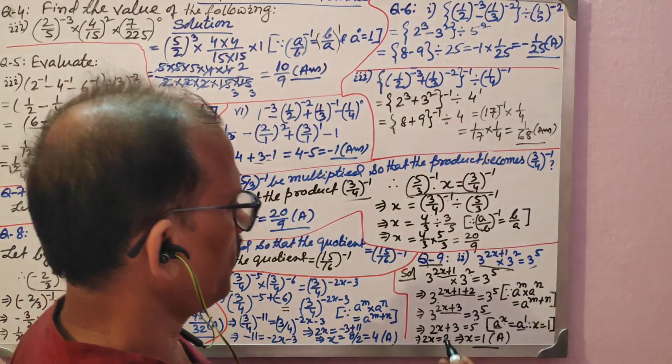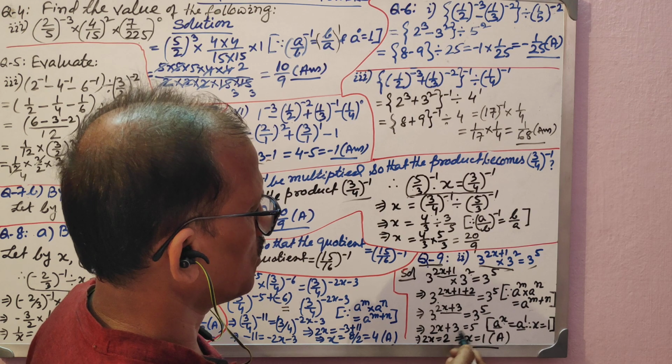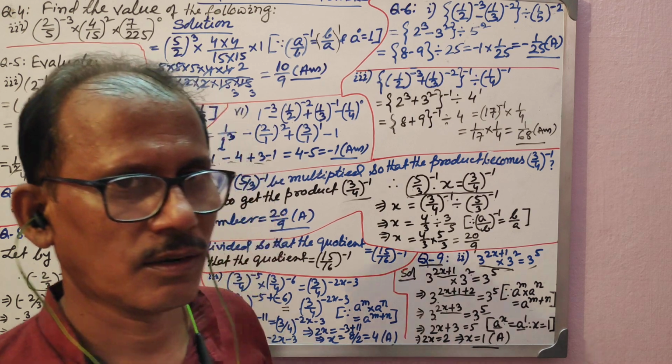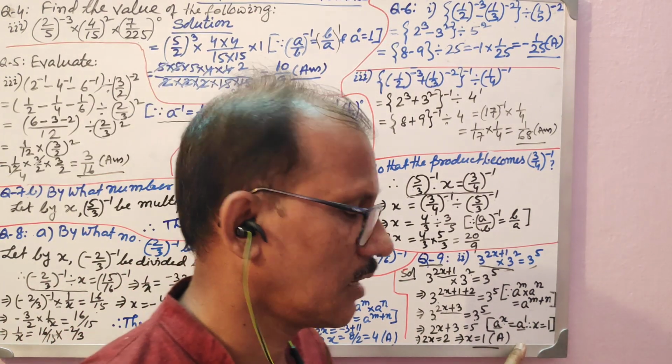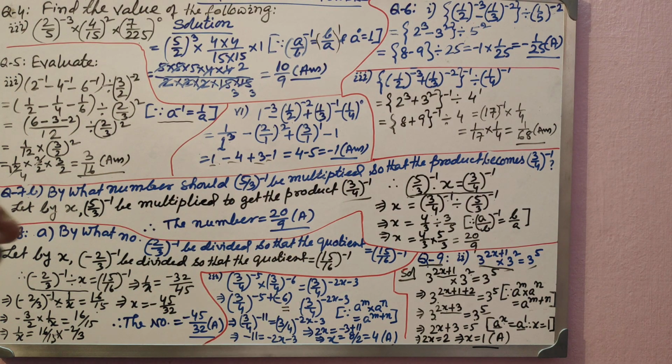So therefore 2x plus 3 is equal to 5. 3 has gone that side, so 2x is equal to 2, x is equal to 1. I hope you have understood. This sum is very important. It is a little different type of indices sum. See, things are very simple here.